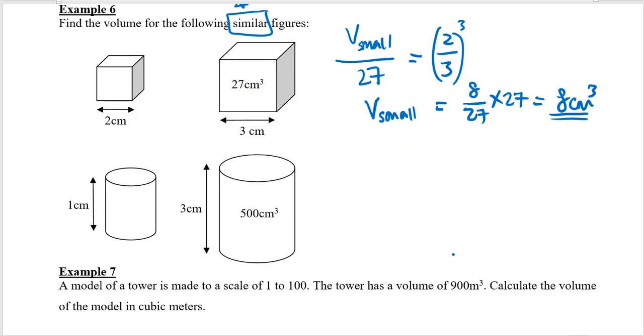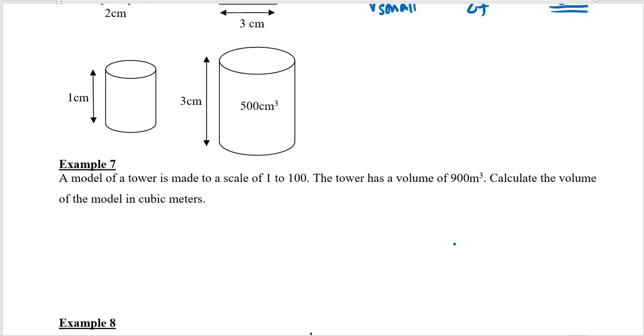Now in the next diagram, we have a cylinder. In this case, they are similar figures, given in the question, and we are supposed to look for the volume of the smaller cylinder. We are given a pair of corresponding heights of the cylinder. So let's try to apply the formula now. The volume of the smaller cylinder over the bigger cylinder is 1 over 3 cube.